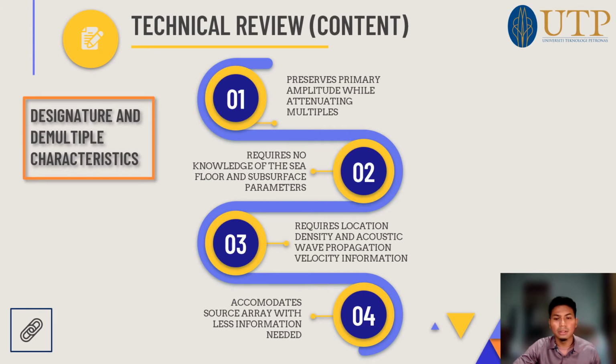From this paper, we can get to know the characteristics of the designature and demultiple method. First, it preserves primary amplitude while attenuating multiples, so the primary amplitude will not be affected. Next, it requires no knowledge of the seafloor and subsurface parameters, and only requires location, density, and acoustic wave propagation velocity information. The last one is that it accommodates source arrays with less information needed, or we can say it is not a complicated method to apply.